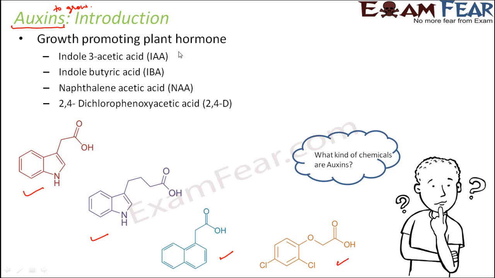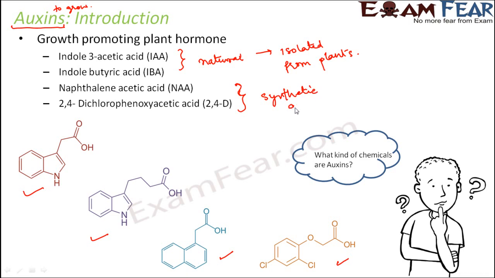Out of these, these two are directly isolated from plants, so they are naturally occurring auxins. They are isolated from plants, so you can get them directly from plant parts. Whereas these two, that is NAA and 2,4-D, are synthetic auxins, that is, they are artificially prepared auxins.